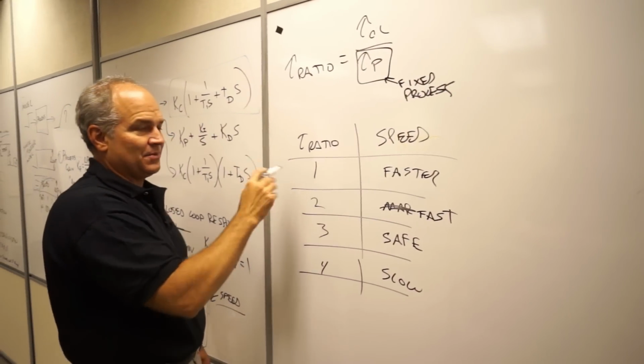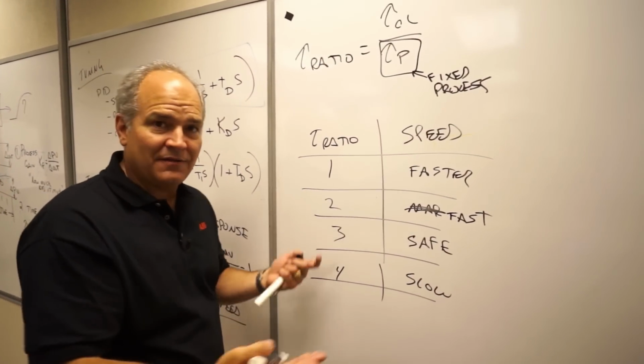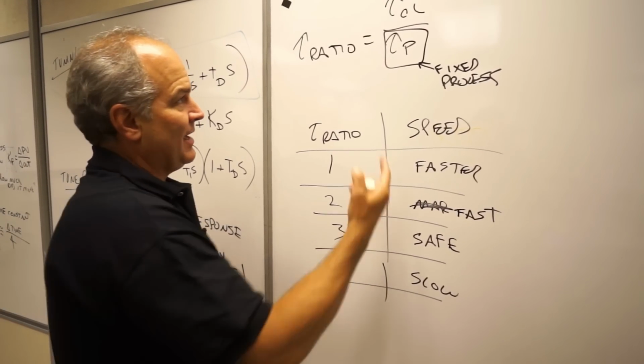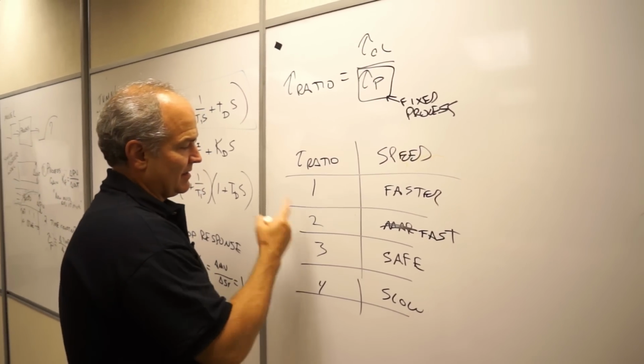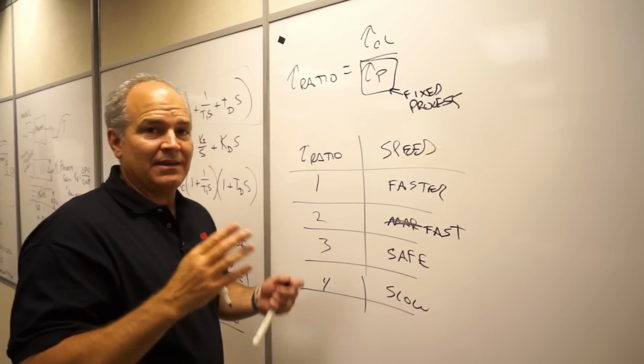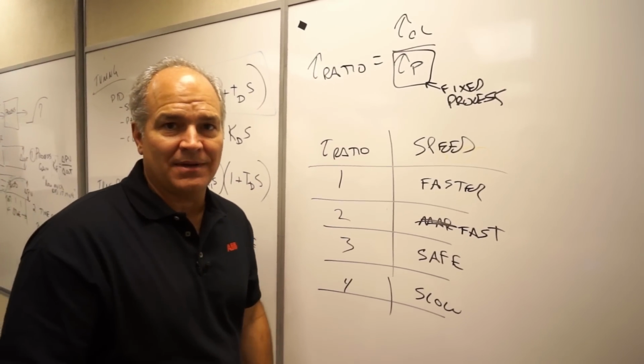So this tau ratio is really just a knob. You decide how fast you want this to run. So if you had a 6-second open loop time constant and a tau ratio of 2, you would have a 12-second closed loop time constant.